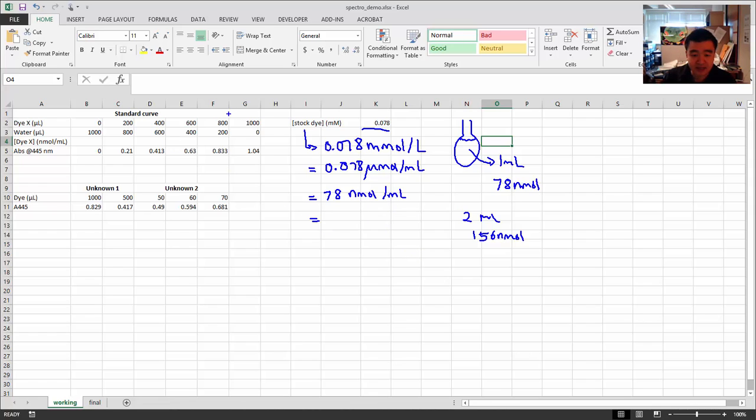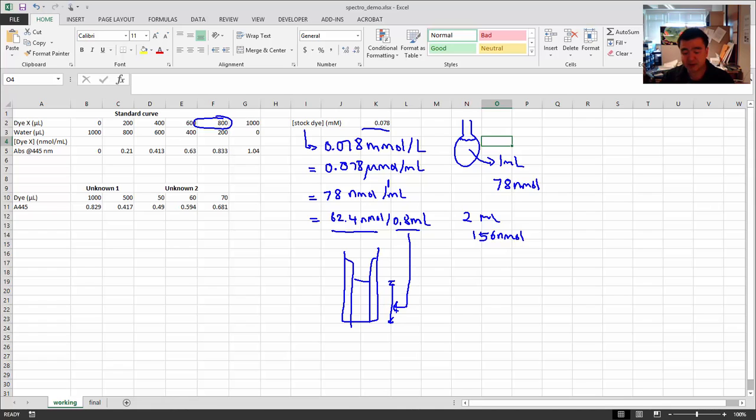So say in this particular situation here, we took out 800 microliters of the dye, and 800 microliters of the dye is equivalent to 0.8 milliliters of the dye. So if in 1 milliliter there's 78 nanomoles, then in 0.8 of a milliliter there is 62.4 nanomoles of the dye. So this 62.4 nanomoles of the dye was sitting in the 0.8 mils, and what we did is we added that to a cuvette. So here's our cuvette, and we had the 0.8 mils coming over here, and that contains 62.4 nanomoles of the dye.